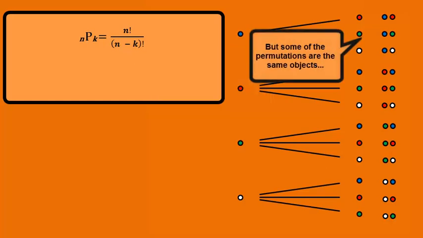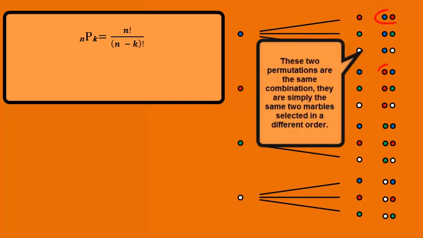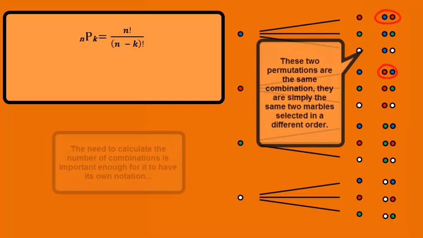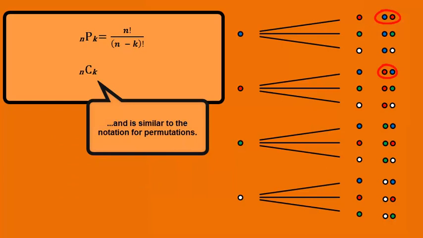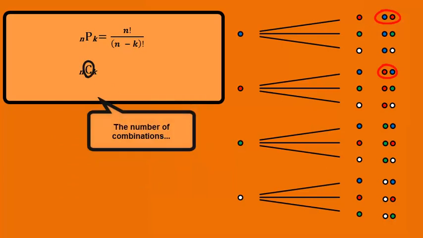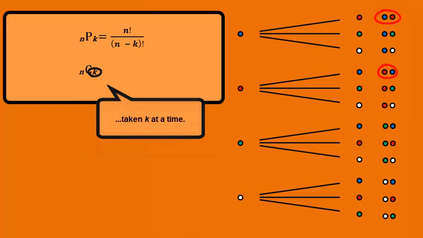But some of the permutations are the same objects, arranged in a different order. These 2 permutations are the same combination, they are simply the same 2 marbles selected in a different order. The need to calculate the number of combinations is important enough for it to have its own notation, and is similar to the notation for permutations. The number of combinations for n objects taken k at a time.